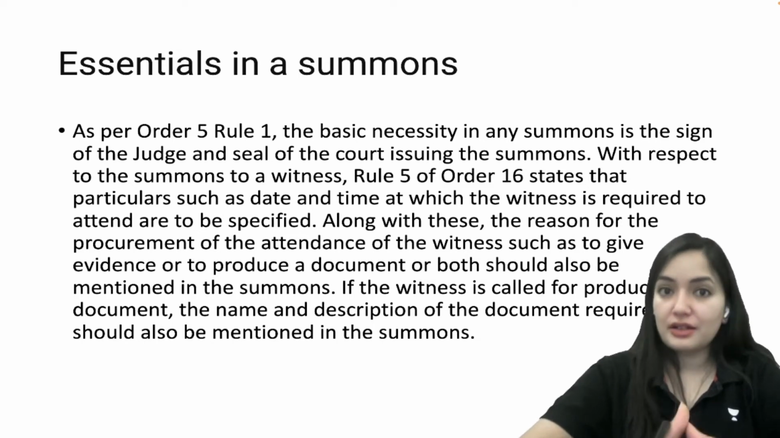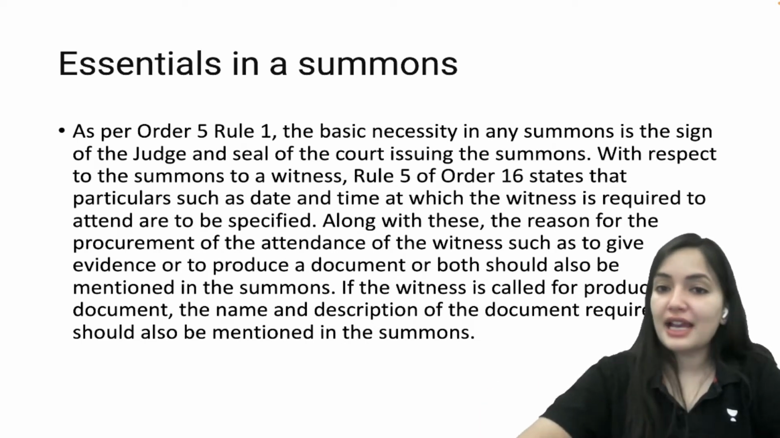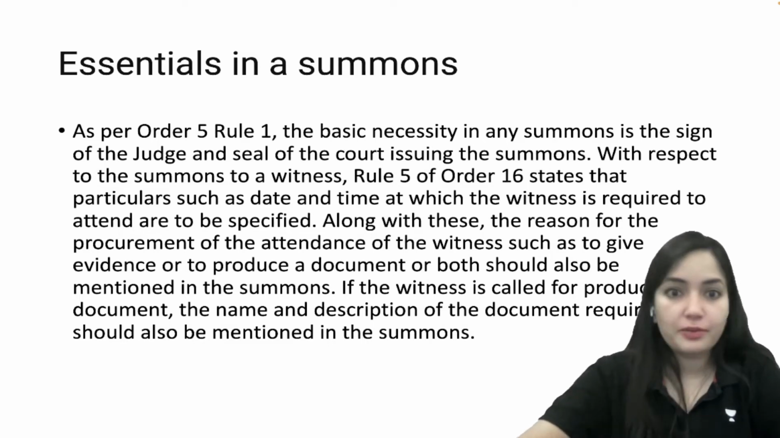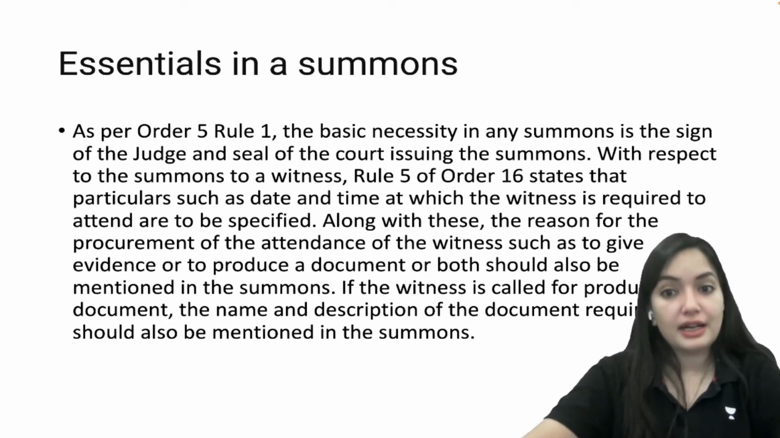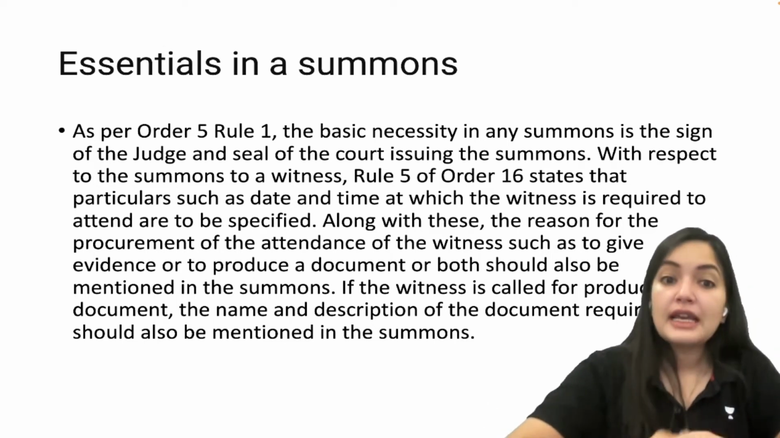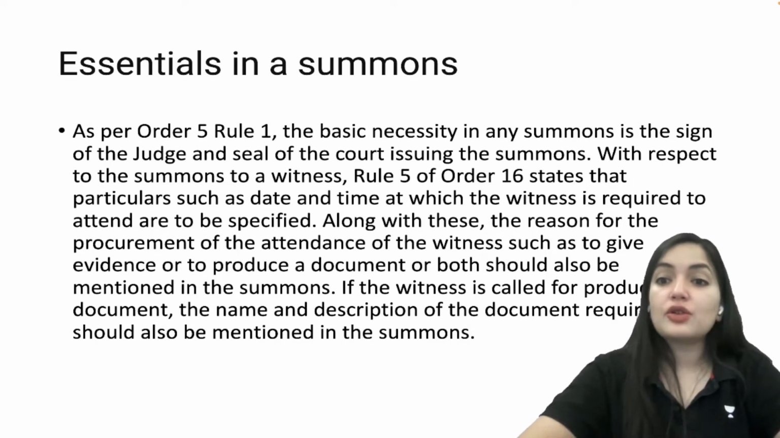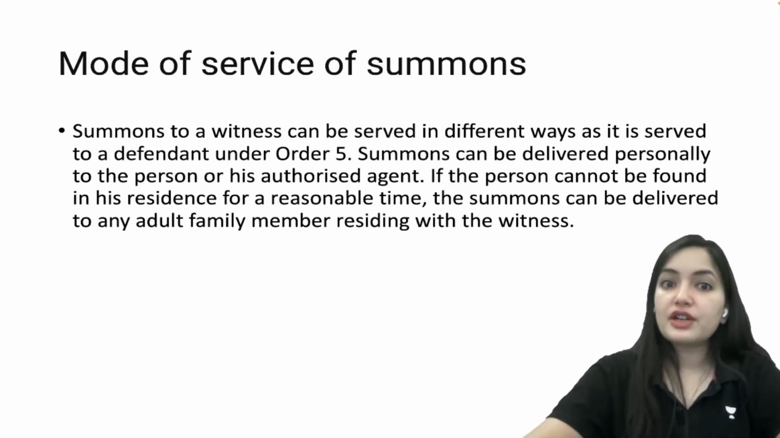With respect to the summons to a witness if it is being sent, Rule 5 of Order 16 under the CPC states that particulars such as date and time at which the witness is required to attend are to be specified. Along with these, the reason for the procurement of the attendance of witness, why they are being summoned, such as to give evidence or to produce a document, or both should also be mentioned in the summons. If the witness is called for producing any document, the name and description of the document required should also be mentioned in the summons.